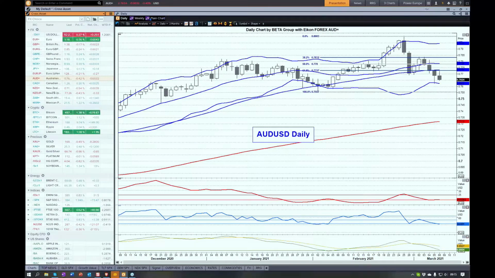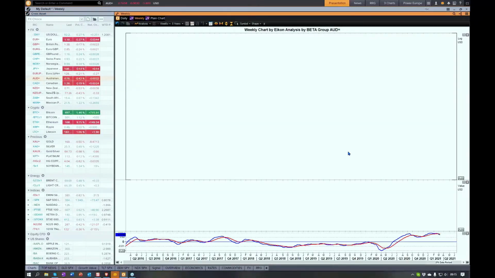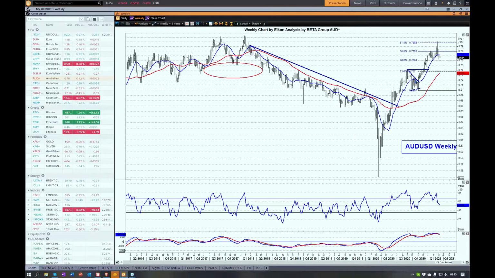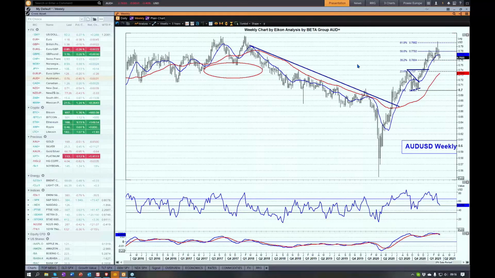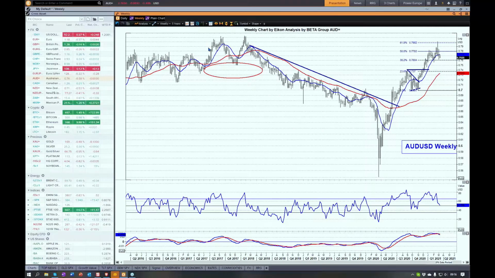Now the Australian dollar here on the weekly chart, we're in this uptrend. We've had one pullback, and we're having another pullback here to 38.2% of this. If it holds, that is a sign of strength in the market, but we will have to see. We've also got a double top back in 2018, which is resistance, and we punched into it.